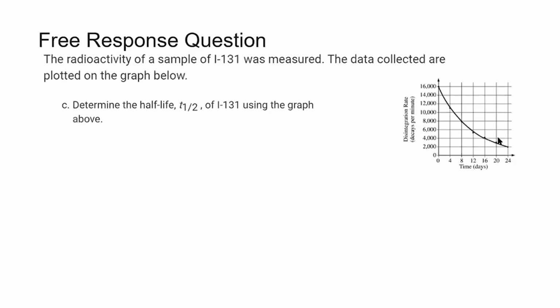For this problem, we're starting off at 16,000, and we have to go until this is cut in half. So 16,000 goes down to 8,000. Basically, the half-life is how long it takes for half of whatever it is to be gone. So 16,000, half of that is 8,000. We then go to our curve, go down here. My half-life for this is 8 days.